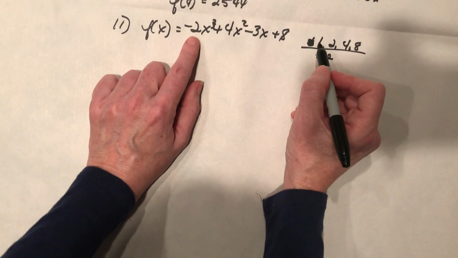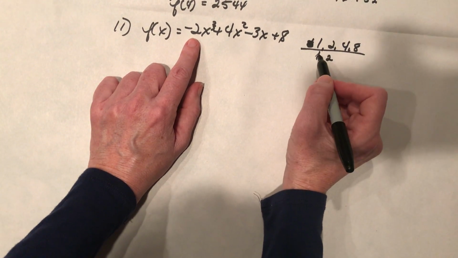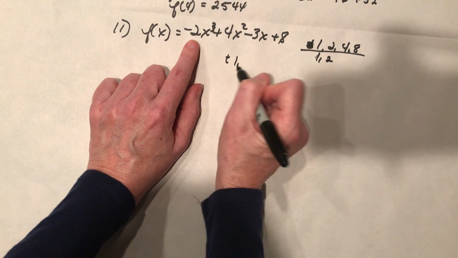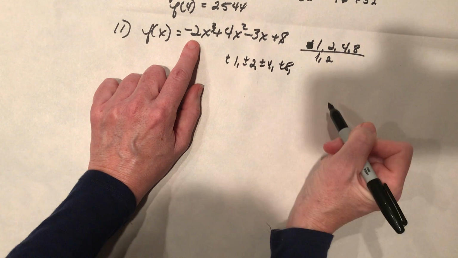Remember, we're going to say 1 over 1, and then we're going to say 2 over 1, then 4 over 1, and 8 over 1. So plus or minus 1, plus or minus 2, 4, and 8.